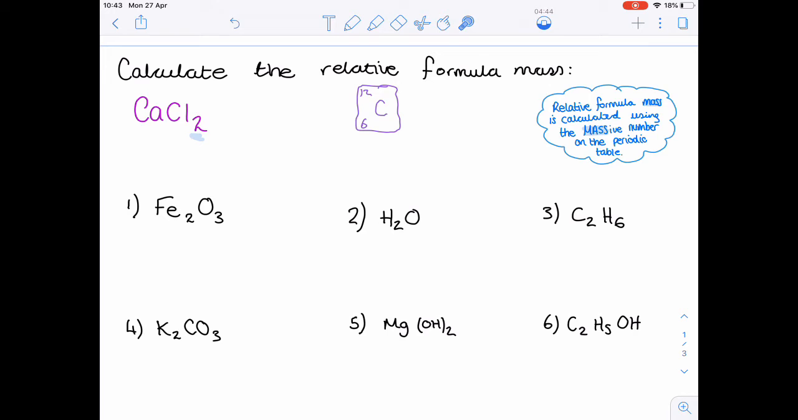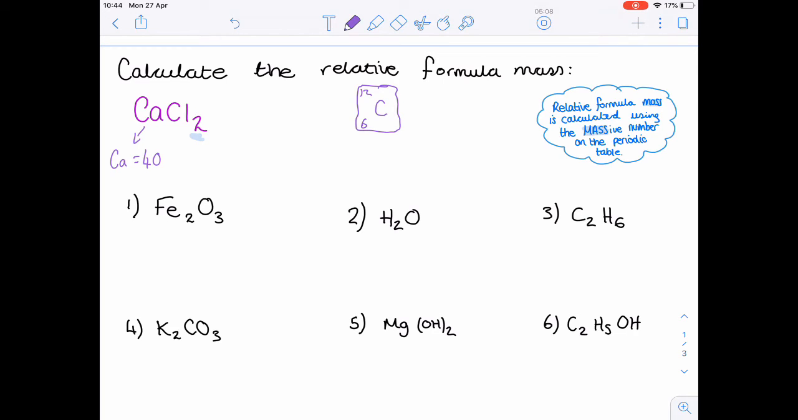And that's for every element. So when we're looking at relative formula mass, we're always looking at the bigger number. So I'll show you an example. CaCl2, like we did earlier. I'm going to draw a little arrow down. Ca equals 40 because that's the big number from the periodic table, so you should be able to find that yourself.